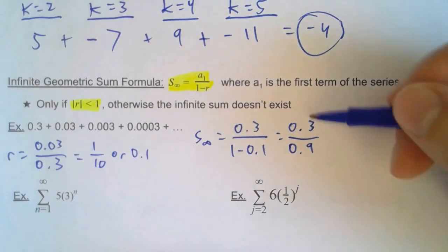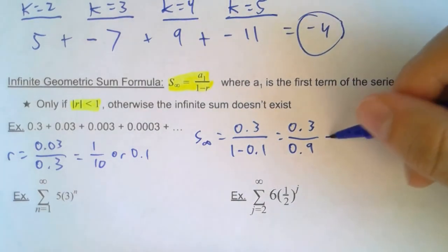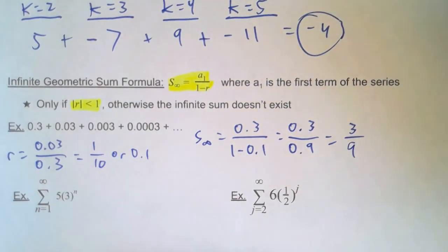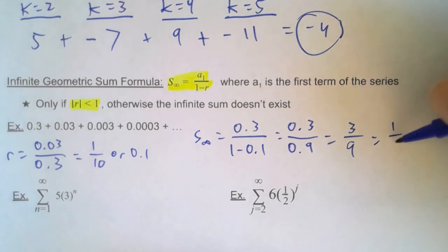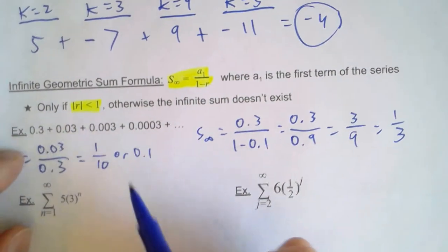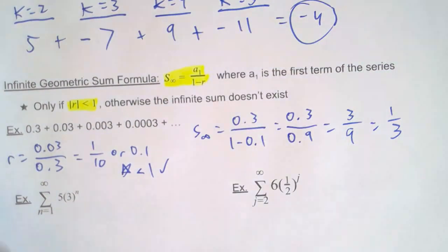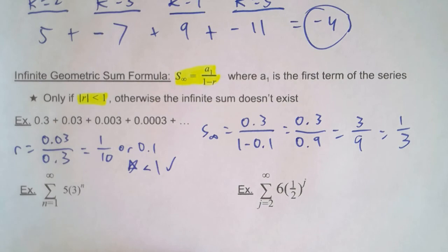And then we could multiply the numerator and denominator by 10, or just cancel out the decimals. That's the same thing as 3/9, and so we do get 1/3. So it matches what we know. Looks like the formula is working. And notice that our r was less than 1, so this works. We always want to check that the r actually is less than 1 before we use that formula.